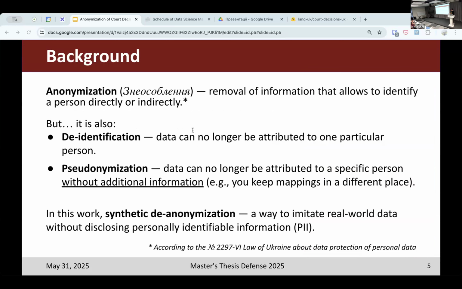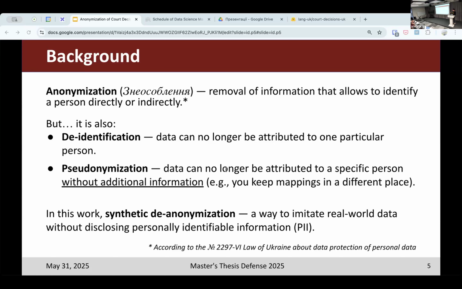differently by other regulations. For example, some regulations define anonymization as the process after which data can no longer be attributed to one particular person, and pseudonymization as the process after which data can no longer be attributed to a specific person without additional information. For example, after pseudonymization, you keep the data mapping of before and after, and then re-engineer your data back when you need it for any other task.